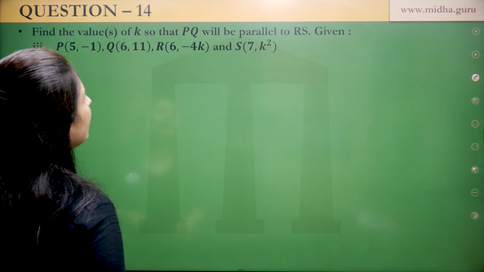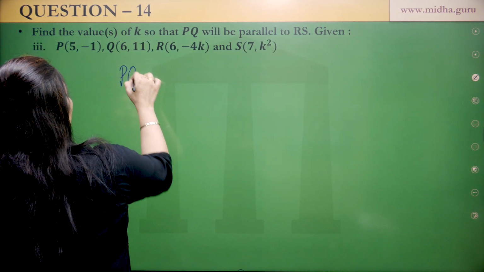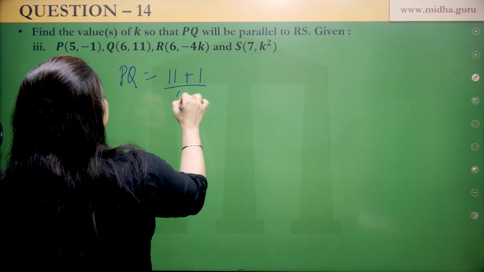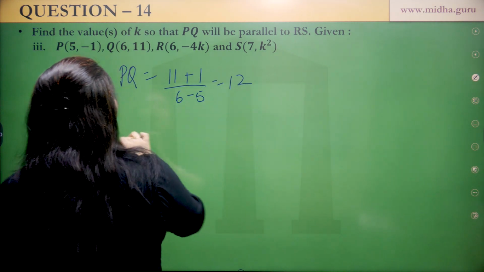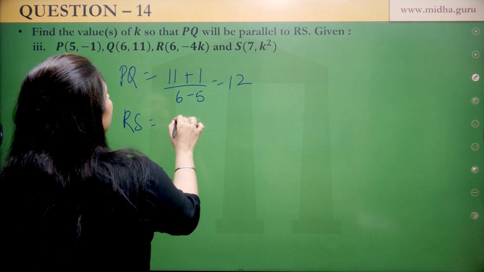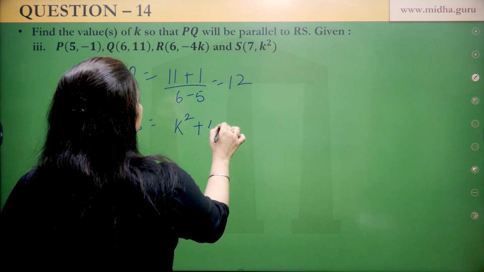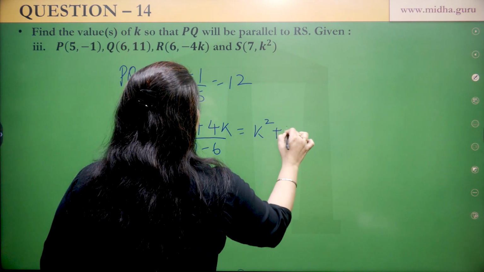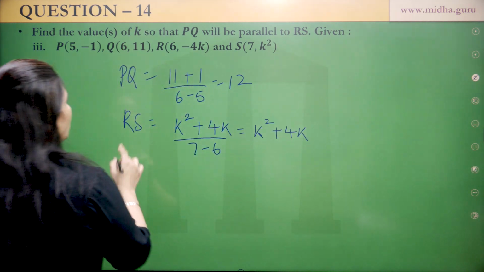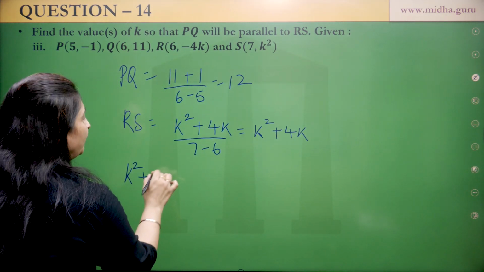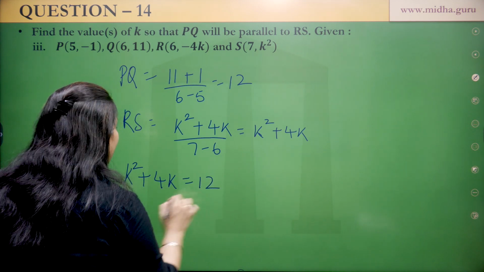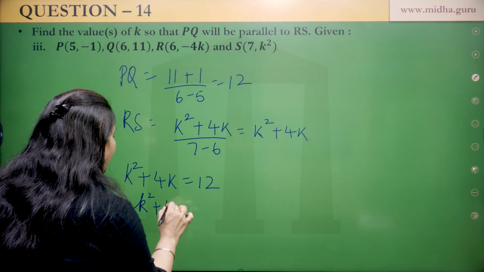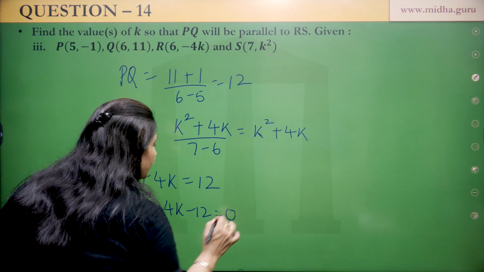Next part. Again, PQ parallel to RS. Slope of PQ will be 11 plus 1 by 6 minus 5, which is 12. And the slope of RS will be K square plus 4K by 7 minus 6. So this will be K square plus 4K, right? Now, if the slopes are equal, we are going to equate both the slopes and we are going to get a quadratic, right? We have an equation which is quadratic. So we are going to solve this.